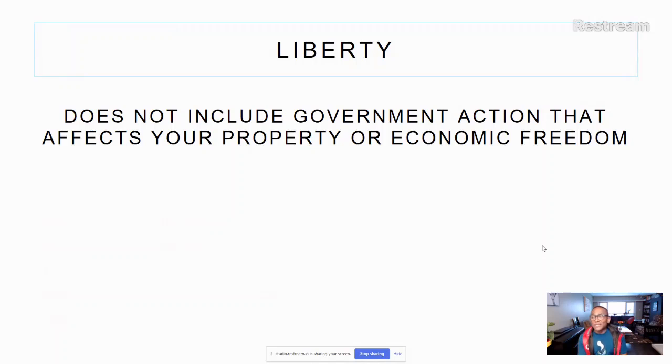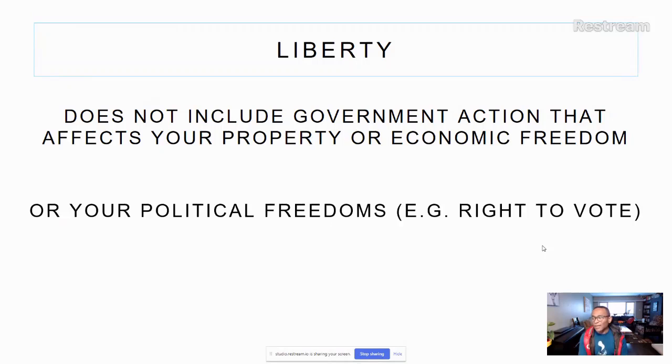Now, the right to liberty does not include government action that affects your property or your economic freedom. Just want to note that that's not part of the deal. Or your political freedom, your right to vote. If they take away your right to vote, that's dealt with somewhere else. The right to liberty does not include that.